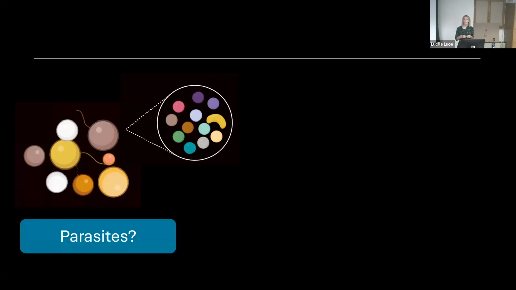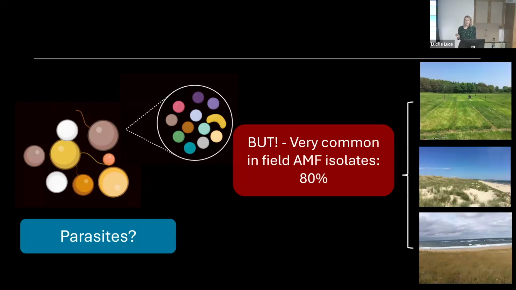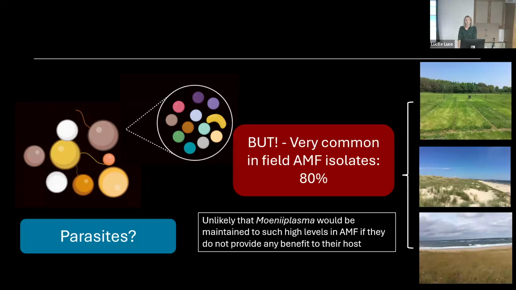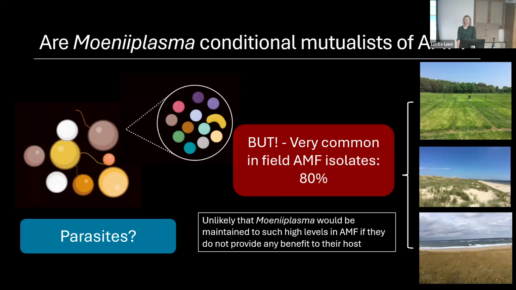Now, such high intra-host diversity of endosymbionts is actually considered to be a hallmark of parasites because this diversity is expected to increase competition dynamics among the symbionts at a detriment to the host. And so, in fact, this high intra-host diversity of Mycoplasma populations is why they were hypothesized to be parasites in the first place. However, Mycoplasma are very, very common in field AMF isolates, with about 80% of all of the spores that I've screened so far harboring Mycoplasma. So I think it's very unlikely that Mycoplasma would be maintained to such high levels in AMF populations if they don't provide any benefit to their host, because it's expected that selection would remove such parasites from populations. So I'm instead proposing that it's possible that Mycoplasma might actually act as conditional mutualists of AMF.